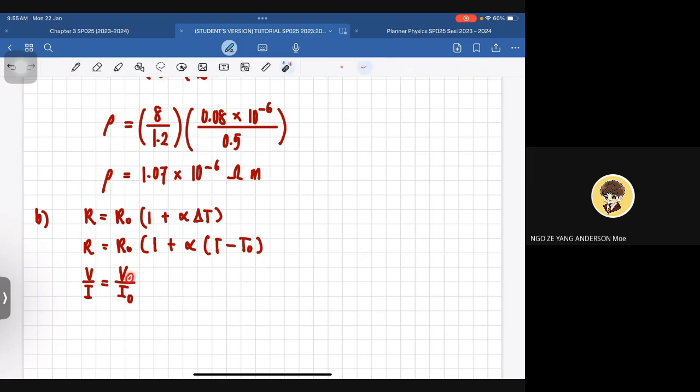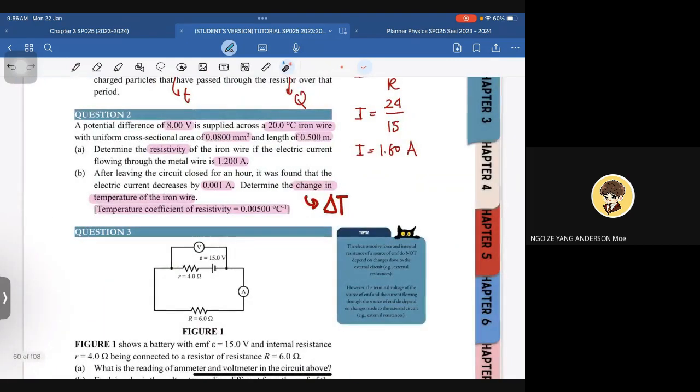Kenapa V saya tidak letak V naught di sini? Sebab V yang kena supply ni masih lagi constant. Okay, dia masih sama. Battery yang sama. Potential difference yang sama lah kiranya. Okay, tapi current dia di sini, kenapa I? Sebab dia tulis di sini dia ada decreases by 0.001 ampere. So the current is not the same.